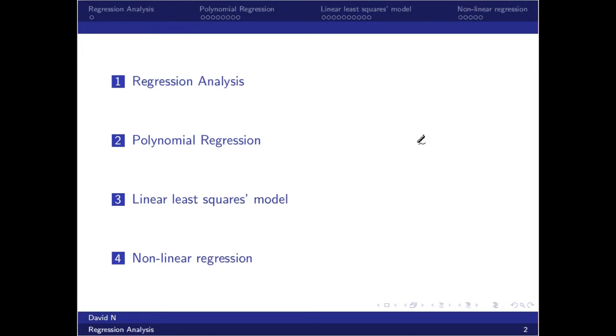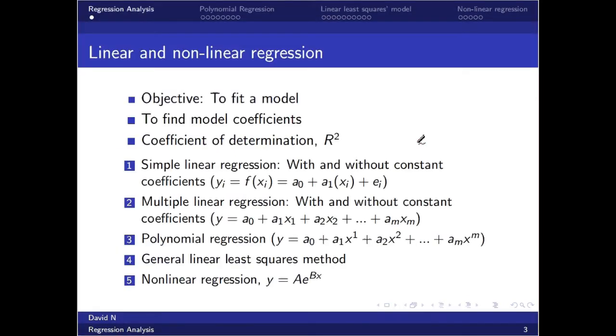Today we will learn about polynomial regression, linear least squares model, and finally about nonlinear regression analysis. Our objective in the regression analysis is to fit a model. Once we decide on the model to represent the data, we want to find the model coefficients that best represent the data observations. Then we find the coefficient of determination R squared value, and finally plot the model predictions together with the observations to see the goodness of the fit.